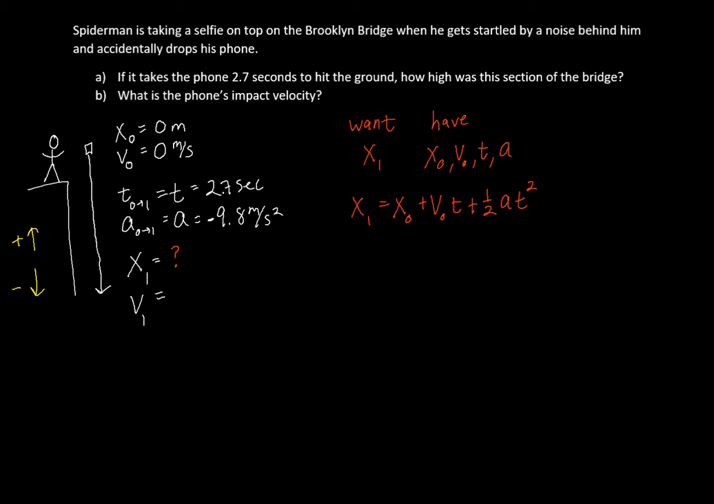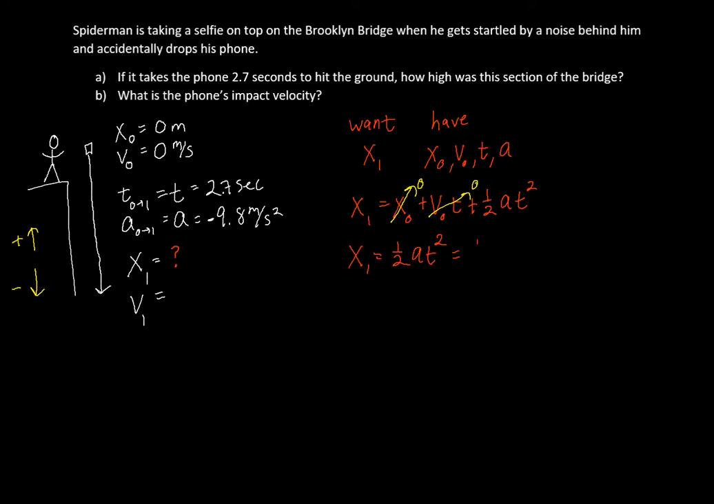Ideally, the first thing we do is plug in zeros. So x naught and v naught are both 0, which means this whole section goes away. And we're left with x1 is equal to 1/2 at squared. The next step that I would always say is make sure you rearrange to get the variable by itself. Since what we want is already by itself, I don't have to worry about rearranging. All I have to do is plug in some numbers.